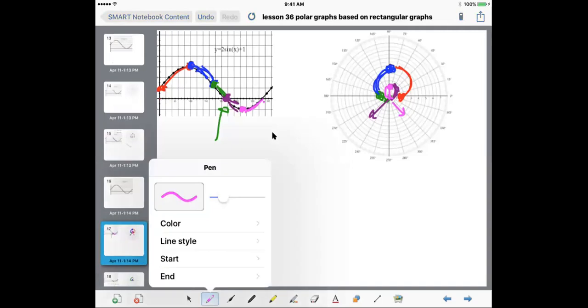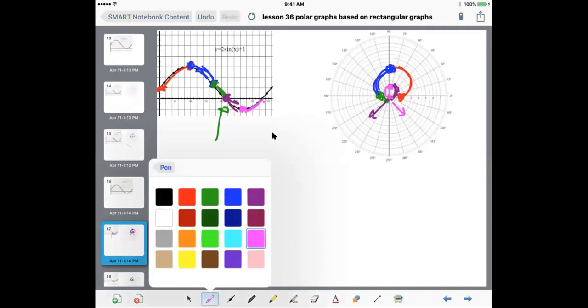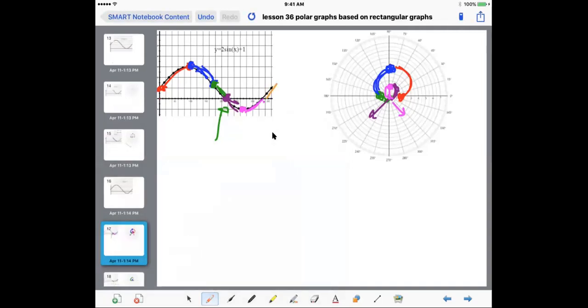And the final piece of the puzzle, I'll make this some kind of orange, is going back to 360. That's going to finish this up. Okay, let me get the official picture now so you can see this a little better. This shape is called a limacon with inner loop. So I'll write that down.